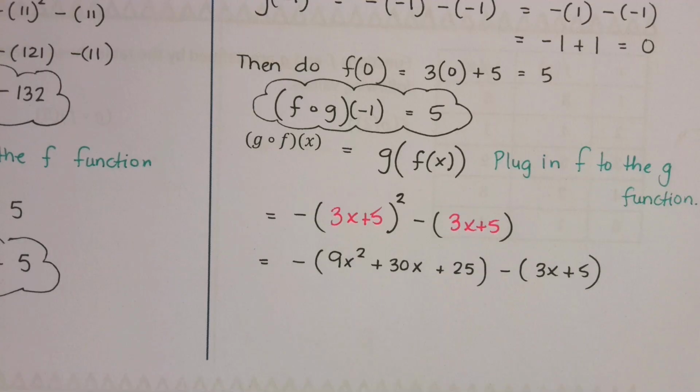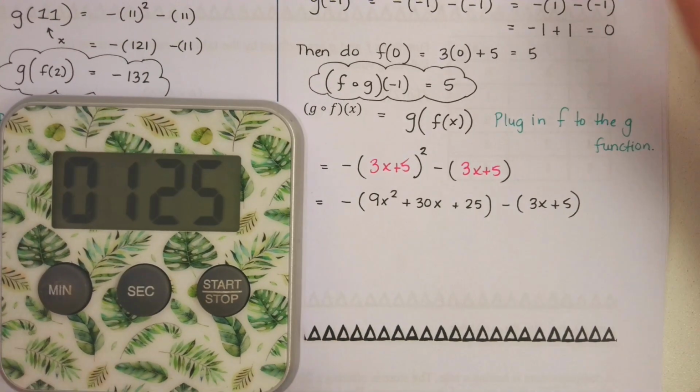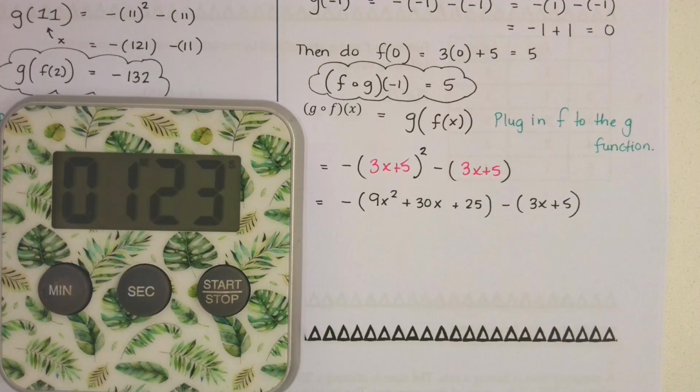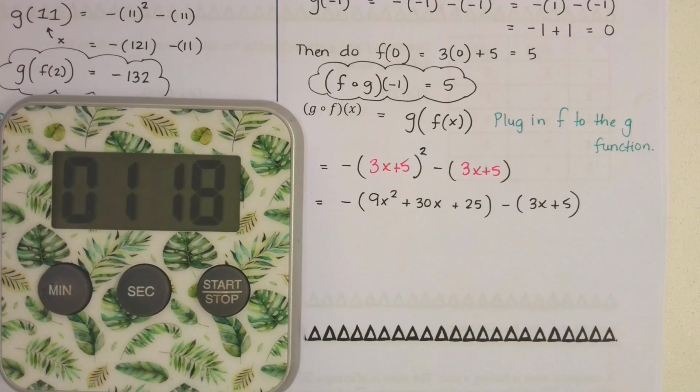I'm doing 1.5 minutes for us. Distributing that negative, combining our like terms.